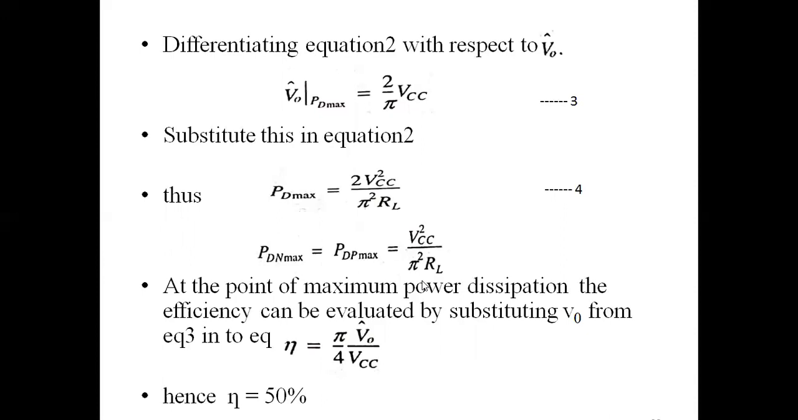Thus at the point of maximum power dissipation, the efficiency can be evaluated by substituting V naught cap from equation 3, that is 2 by pi into VCC, into efficiency equal to pi by 4 into V naught cap by VCC, and hence the efficiency is equal to 50%.